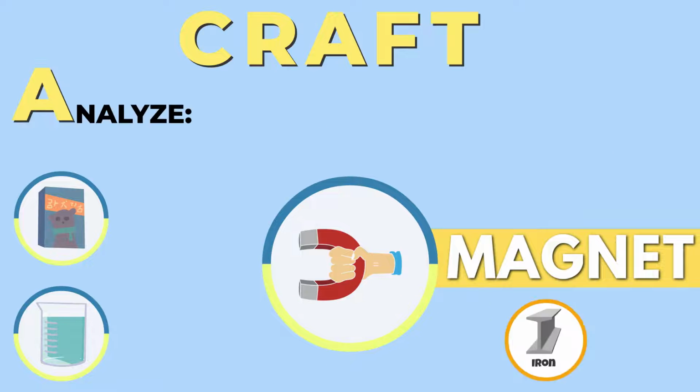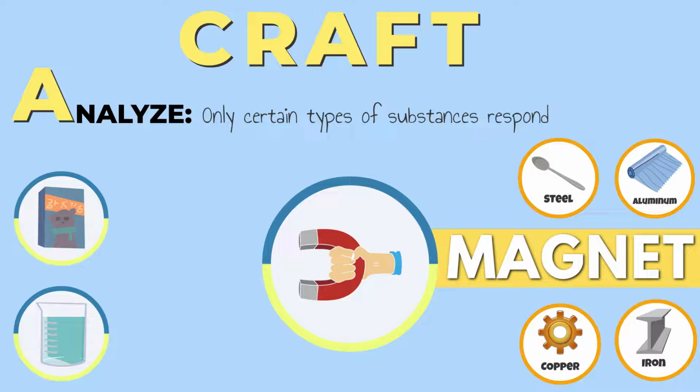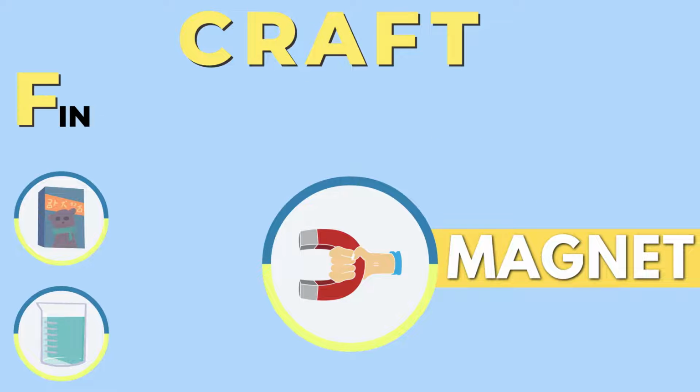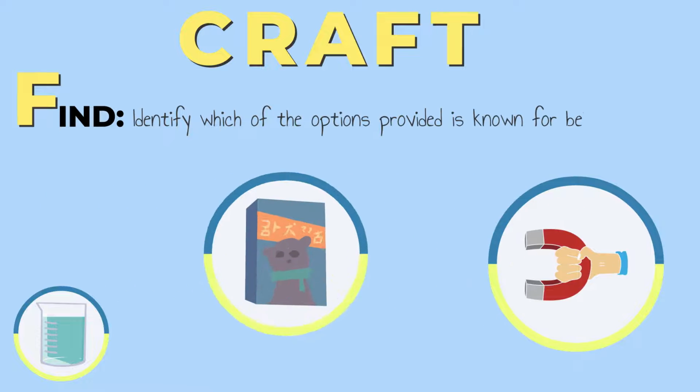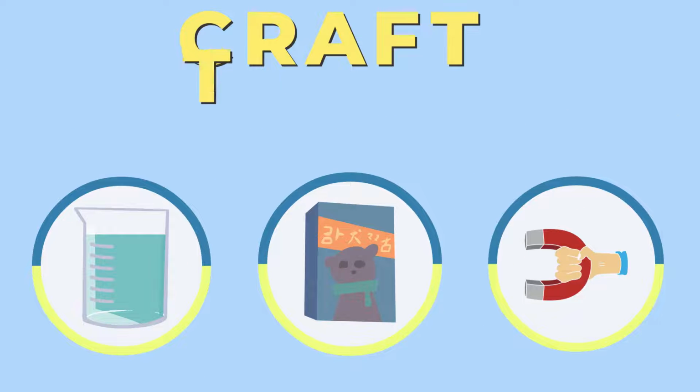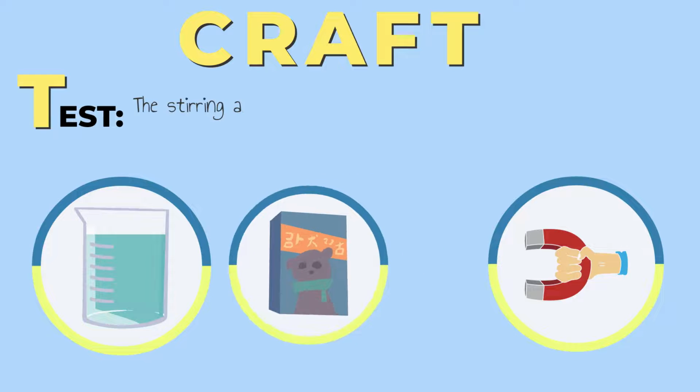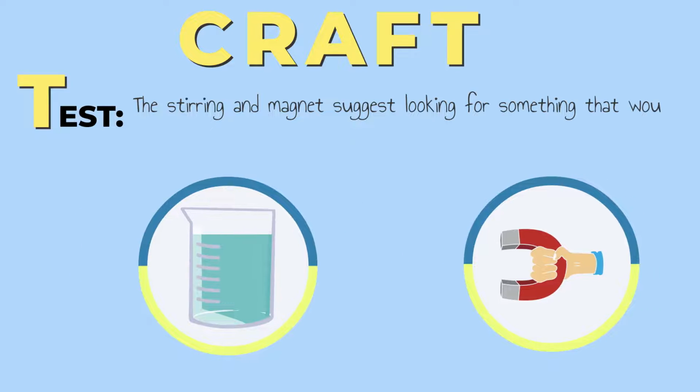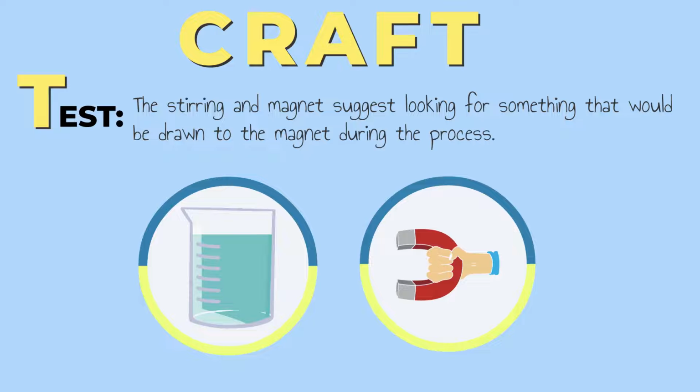Analyze. Consider that only certain types of substances respond to a magnet, which is a key step in this process. Find. Identify which of the options provided is known for being magnetic. Test. Challenge the logic of each option. The stirring and magnet suggest looking for something that would be drawn to the magnet during the process.